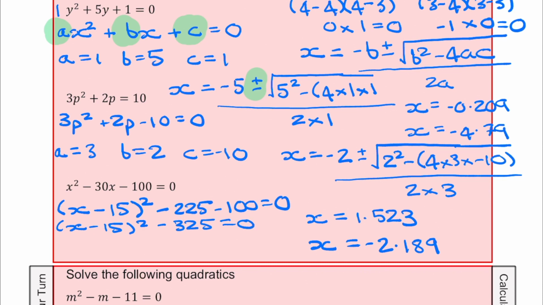Now from here, all that we're actually going to do is try to make x the subject, try and get x on its own, and we can do it in just a few steps. So first of all, I'm going to move that 325 over to the other side of the equation, which will make it positive.